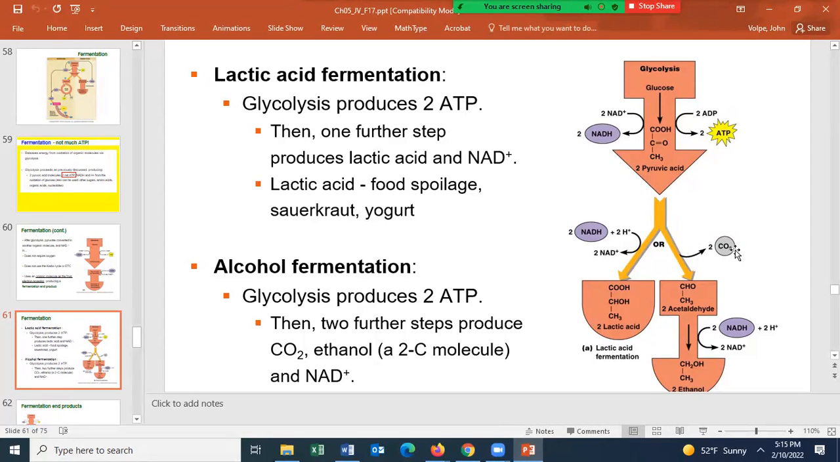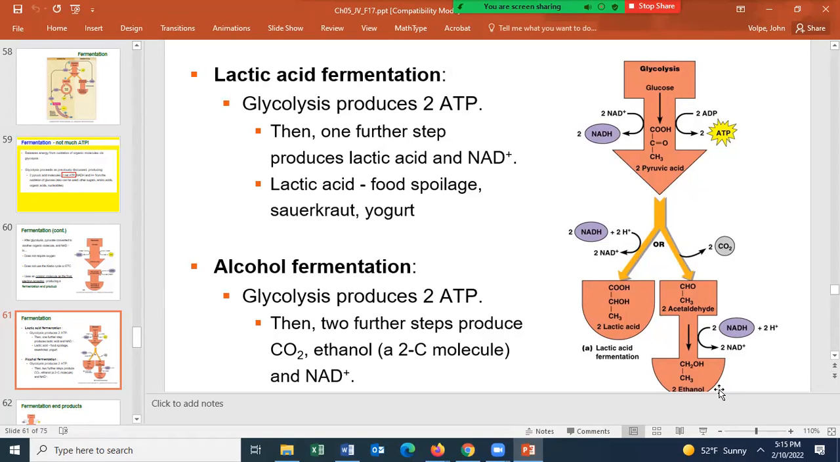If you were to bottle that bottle of wine and then keep the CO2 in the wine, we call that champagne, and that is bubbly wine. But normally wine is made in either an open casket or an open barrel, and then the CO2 is just vented to the atmosphere. Any questions about alcoholic fermentation and lactic acid fermentation?